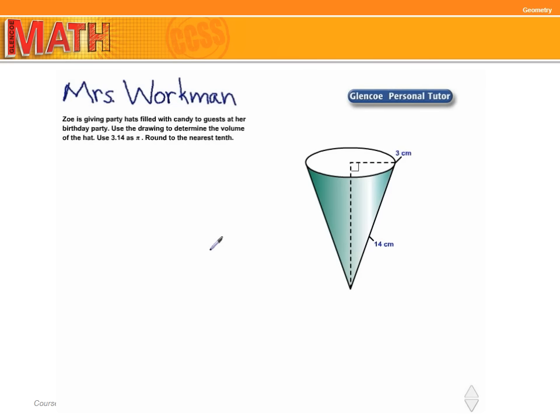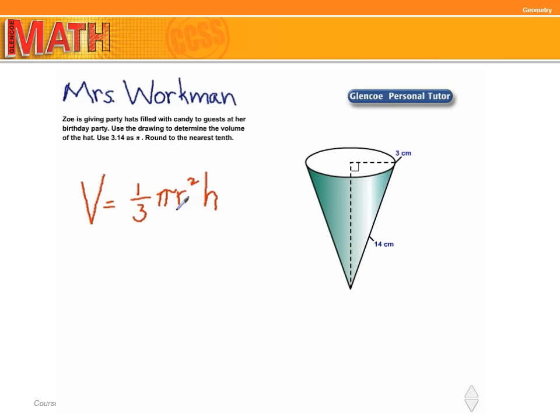Zoe is giving party hats filled with candy to guests at her birthday party. Use the drawing to determine the volume of the hat. Use 3.14 as pi. Round to the nearest tenth. Notice that we're given the height of the cone and we're given the radius of the circle, which is its base. The volume formula that we'll use looks like this. Volume equals 1/3 pi r squared h.